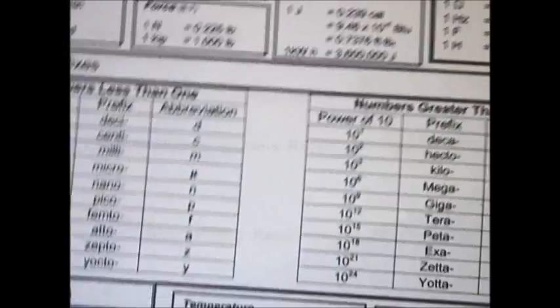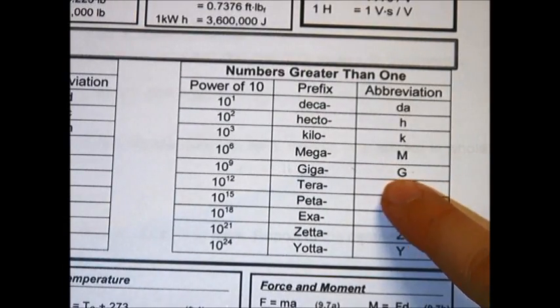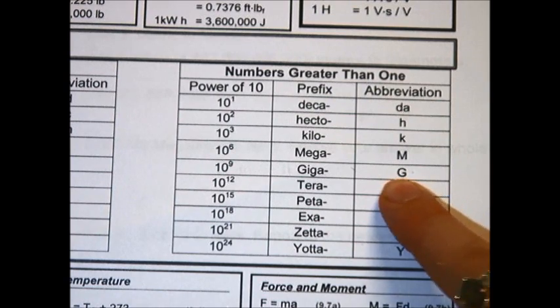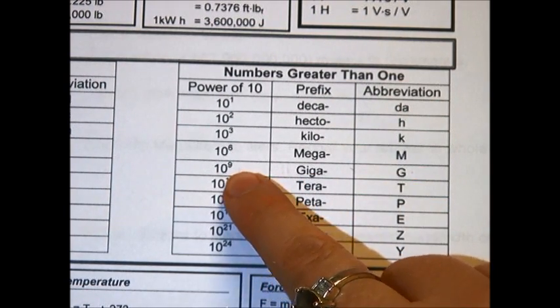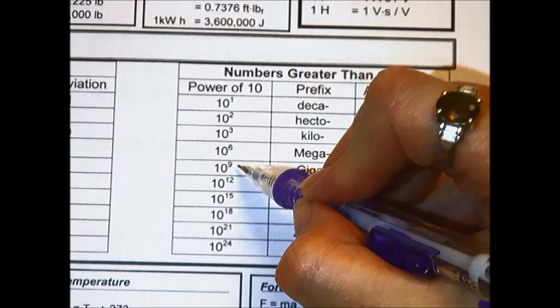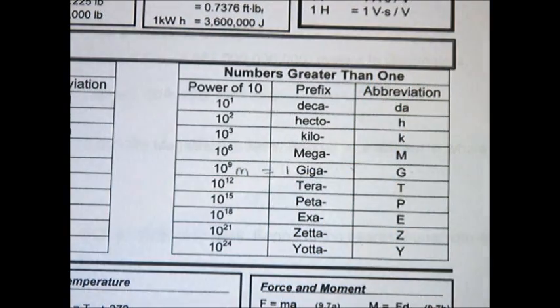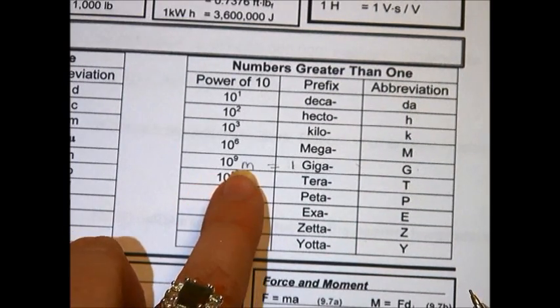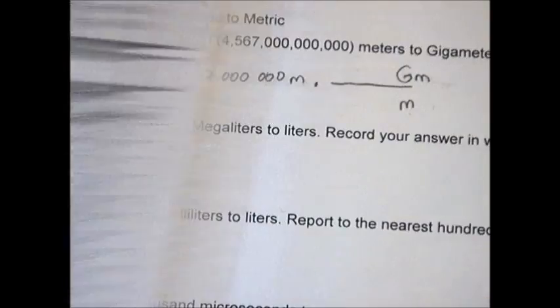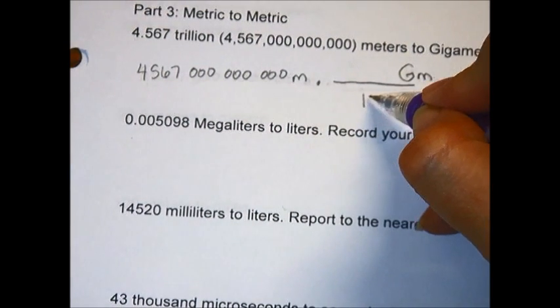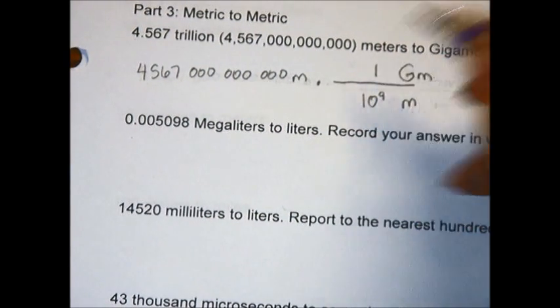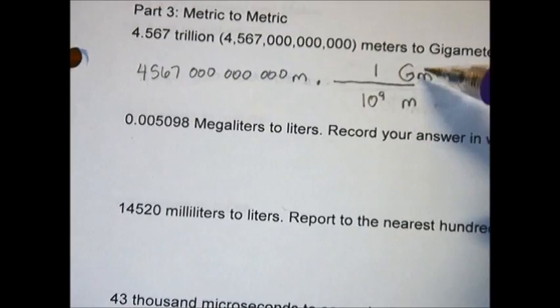And I knew it was a big G because I already saw it over here, giga, when I looked at it before. Well, if I go over, this says 10 to the 9th. And the way this table works is this means 10 to the 9th meters equals 1 gigameter. So that's what I'm going to use to make my fancy one. 10 to the 9th meters equals 1 gigameter. So I'm going to write that in my fancy one.